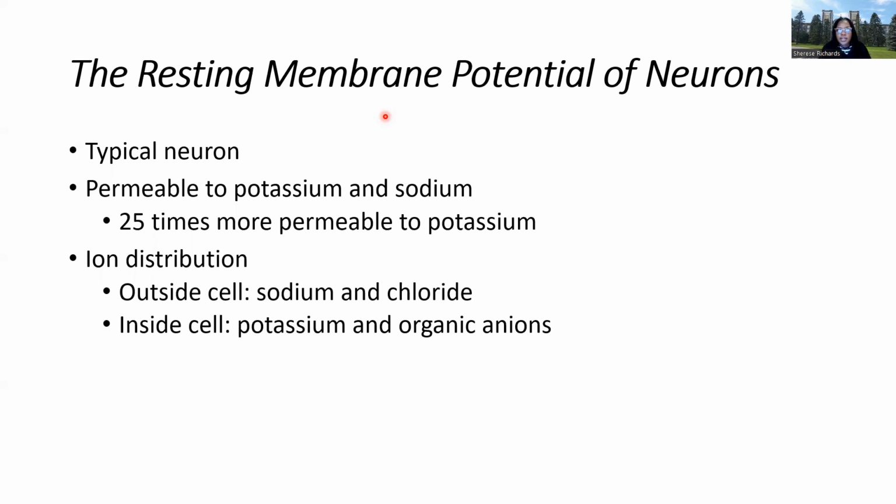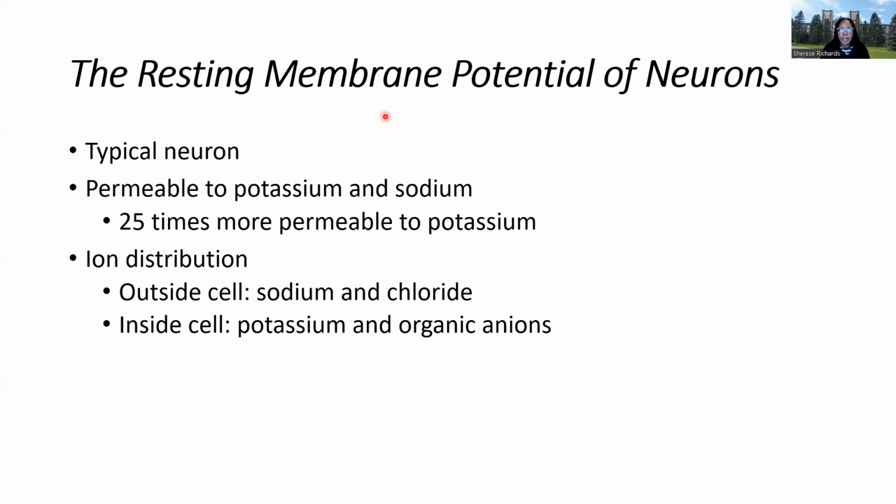So for us to say that the membrane is 25 times more permeable to potassium, that is to say that the membrane has 25 times more potassium channels than it does sodium channels. So potassium can move more freely across the membrane than sodium can.